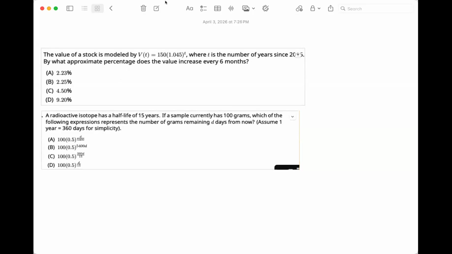A radioactive isotope has a half-life of 15 years. If the sample currently has 100 grams, which of the following expressions represents the number of grams remaining d days from now? D days from now. Assume 1 year is equal to 360 days. It's a half-life of 15 years. Oh, that's so hard.